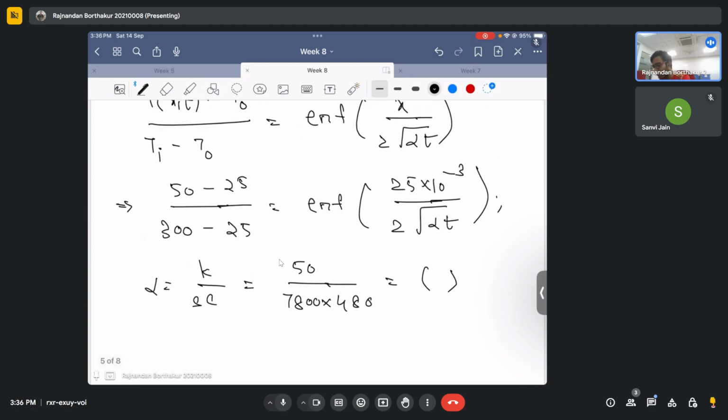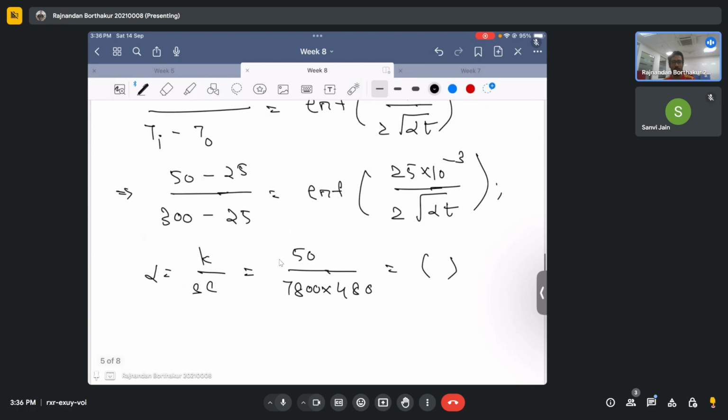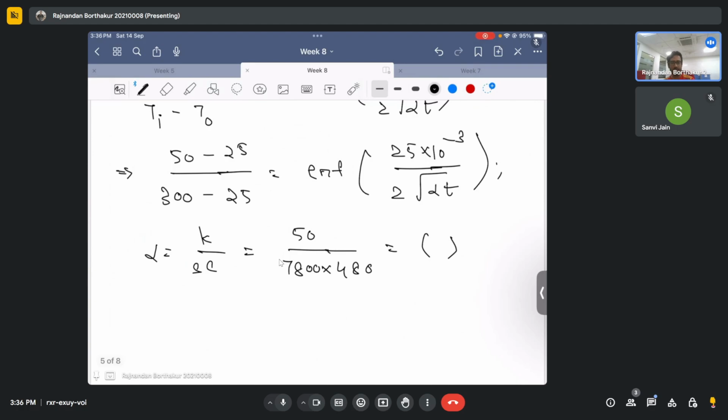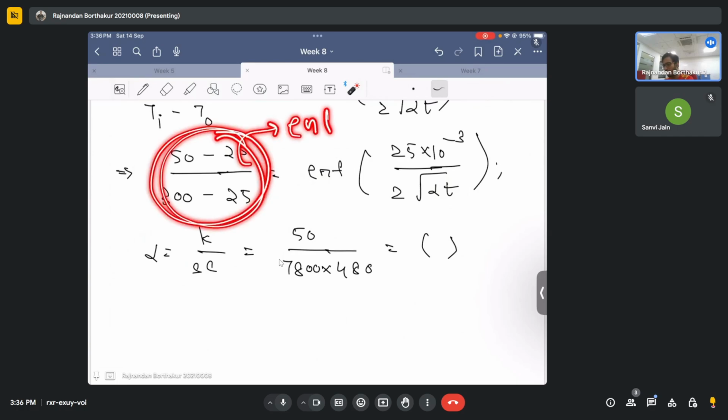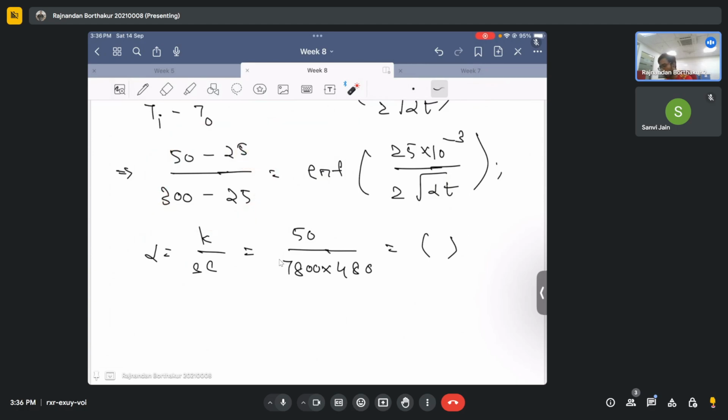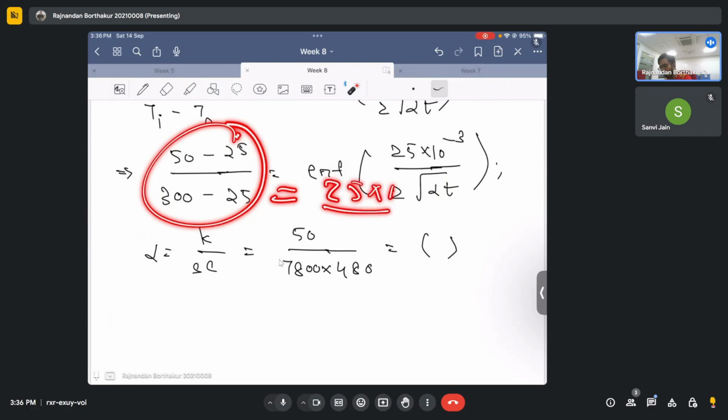Actually, I don't have the error function complement table with me, so I cannot pinpoint the answer, but I think you got the gist of how to solve this problem. Because you need to calculate time, you need to bring this error function to the other side. So the systematic way is to calculate this fraction first, and then calculate the error function complement of this fraction. Then this becomes equal to 25 into 10 to the power minus 3 by 2 times square root of alpha t, where alpha you already know. So from here you can just calculate time.